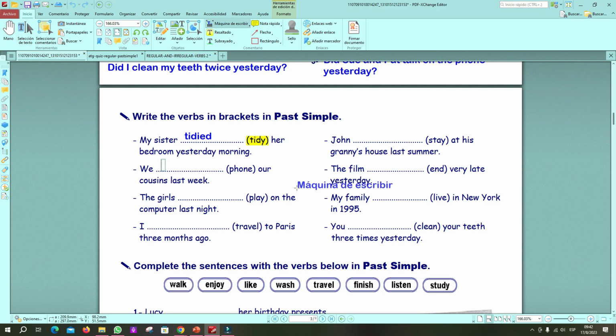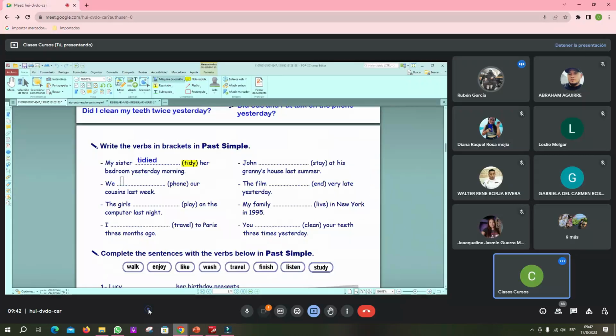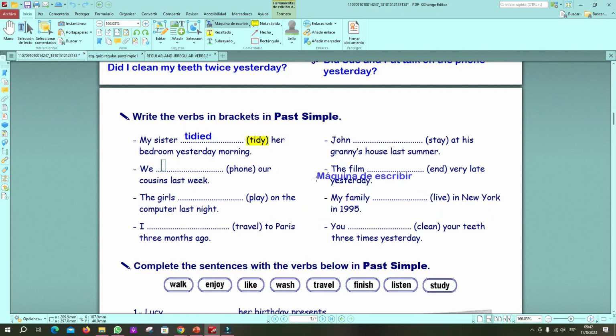What about this one? We find our cousins last week. Which one? Yes, Mr. We found our cousins last week. Yes, we found our cousins last week. What about this one?